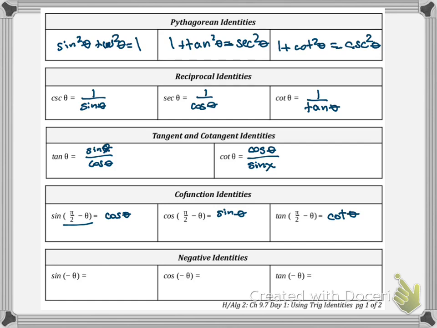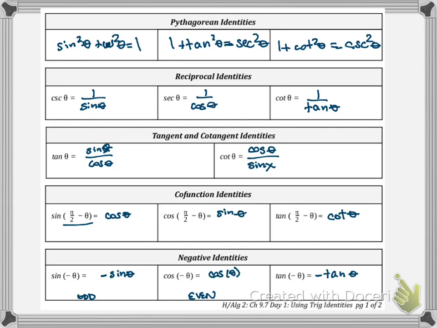Then the negative identities at the bottom. Sine is actually odd. So when you have a negative on the inside, this will be negative sine of theta. Cosine is even. So whenever you see a negative on the inside, it's just going to be positive. It's just kind of like if we have an x squared, that's going to be always positive. So this will be just cosine of theta. Tangent of negative theta, if you think about that, if you have a negative sine over a positive cosine, it'll end up being a negative tangent of theta.